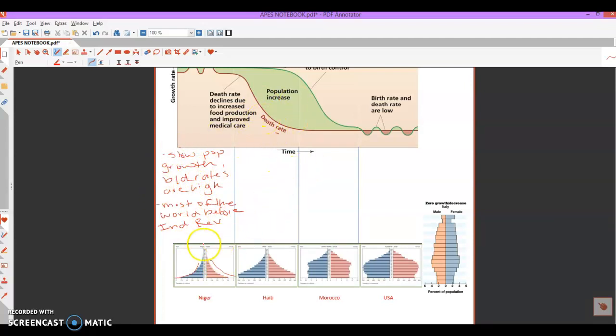Oh no, where did my marker go? There we go. So this is going to be a rapid growth.